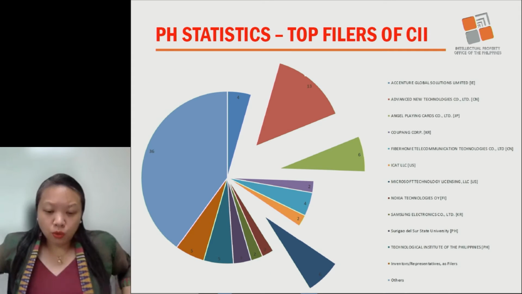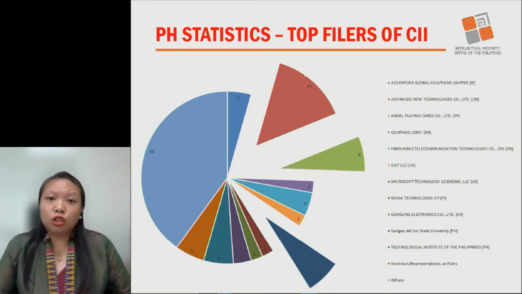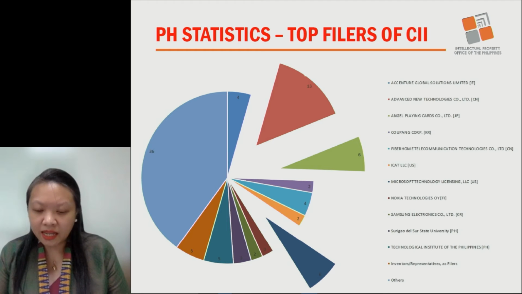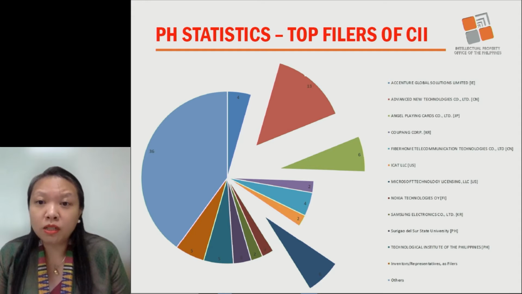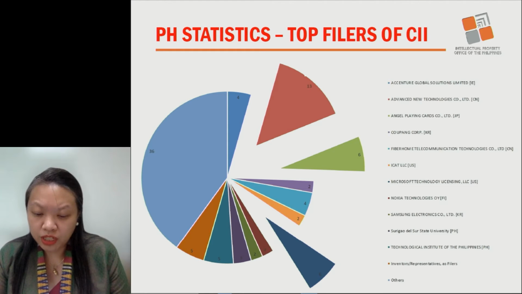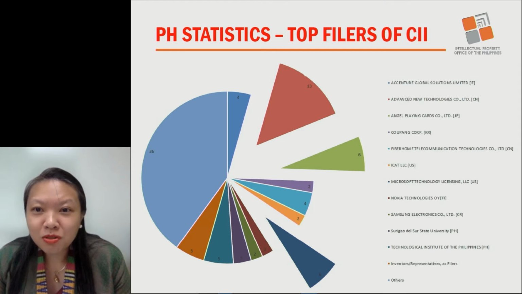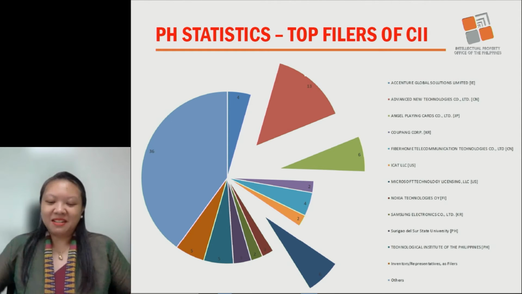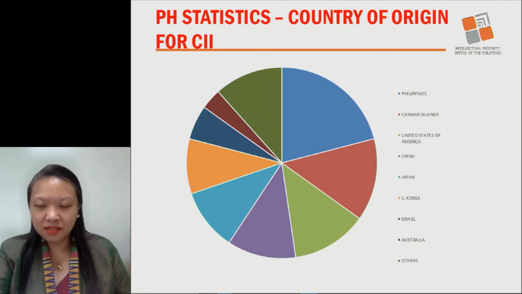This just shows you the top filers in terms of computer implemented inventions, which includes, again, AI and IoT. And the number 1 is actually Accenture Global Solutions. So these are the top filers. And then next would be Advanced New Technologies, so on and so forth. It might be interesting for you to note that the third is actually Angel Playing Cards Co., which is a Japanese company. Next slide, please.